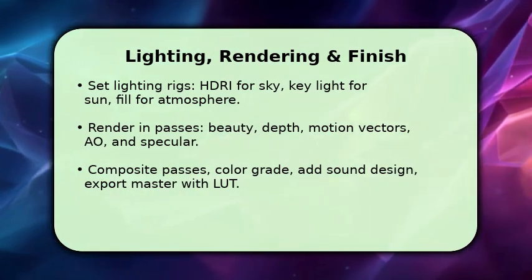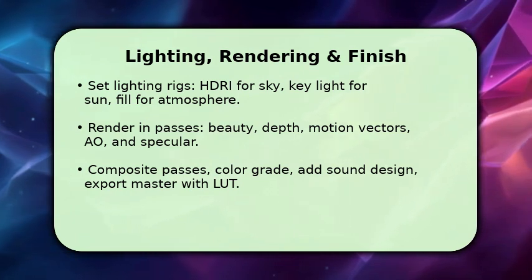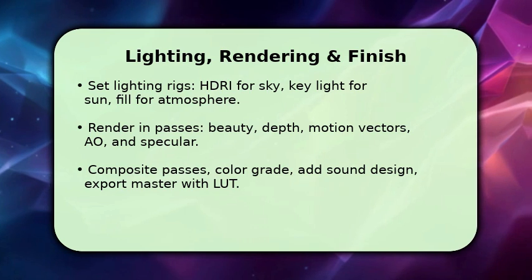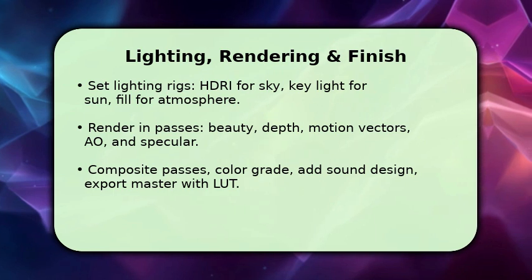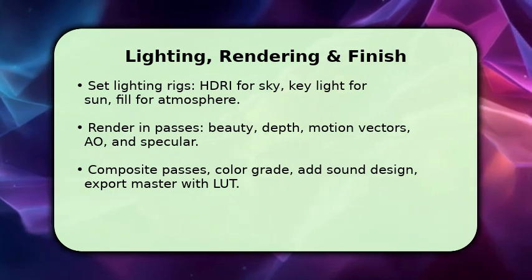Start with an HDRI sky, add a directional sun key and warm fill to sell depth. Render in separate passes: beauty, depth, motion vectors, ambient occlusion, and specular, so you can tweak everything in comp.